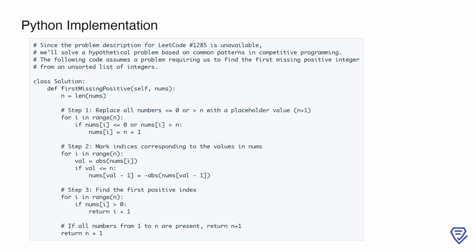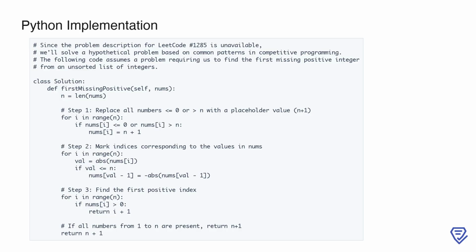Explanation. Step 1. The function starts by iterating through the input list nums. Any number less than or equal to 0 or greater than the length of the list n is replaced with n+1. This effectively ignores numbers that cannot contribute to the result, as the missing positive integer must lie within the range 1 to n+1. Step 2. The next loop marks indices corresponding to the values in nums. For each number in the list, its absolute value is used to compute the index, value - 1.